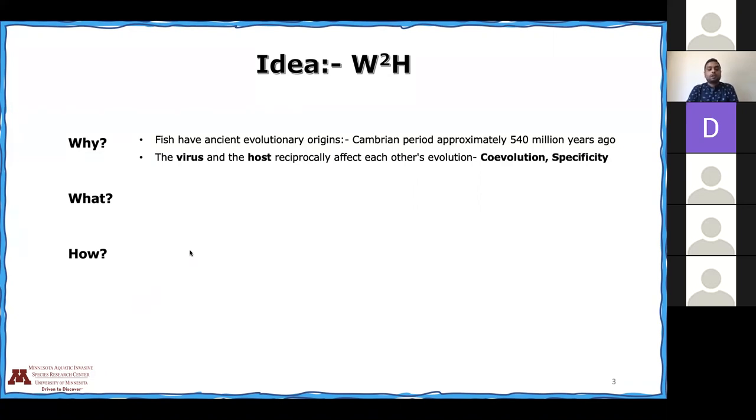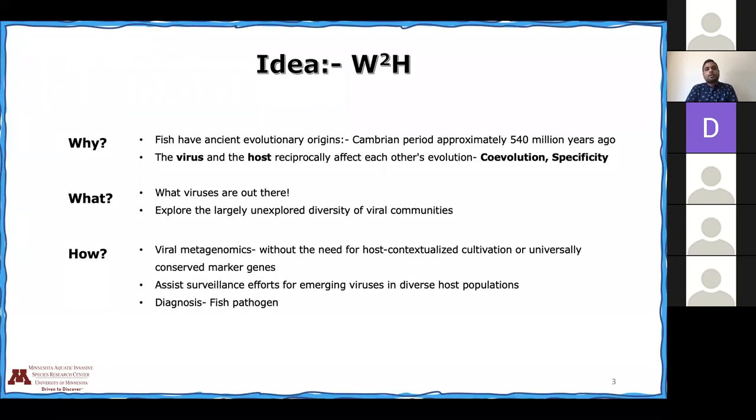The next idea was what we are going to look for in the samples. First, what types of viruses are present in the samples, and to explore largely unexplored fish viral communities. So how are we going to achieve this? The recent advanced method is next generation sequencing, so viral metagenomics comes into the picture. The advantage of viral metagenomics is that we don't need a new cell culture system to cultivate the virus, or any conjugate gene to categorize the different viruses. And how this data will help the other community is that we can determine what emerging viruses are present in all those samples. Ultimately, the final aim is that this data will be the baseline data for fish pathologists to use as diagnostic tools.